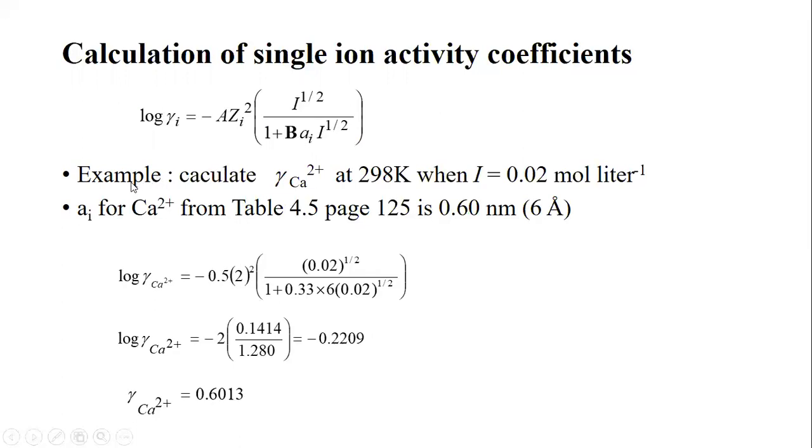Okay, so let's take the example. Calculate gamma for calcium at 298 K when I equals 0.02 mole per liter. So now you are given I. This is the value of I. You don't have to calculate it.